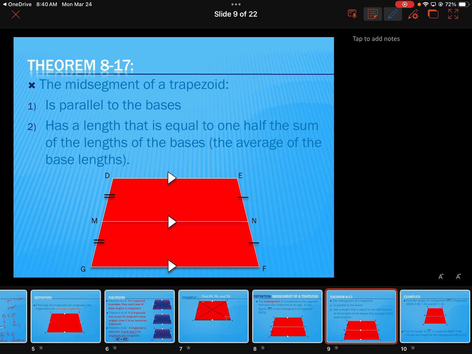So we'll do something really simple here. We'll say that this guy is 5. That's how long that segment DE is. And then here's how long segment GF is. It's 15. What's the average of 5 and 15? It's really easy to do in your head. You know it's 10. But how do you average two numbers? Add them, then divide by 2. So 15 plus 5 is 20, divided by 2 is 10. So remember that mid-segment length is always the average of the lengths of the bases.